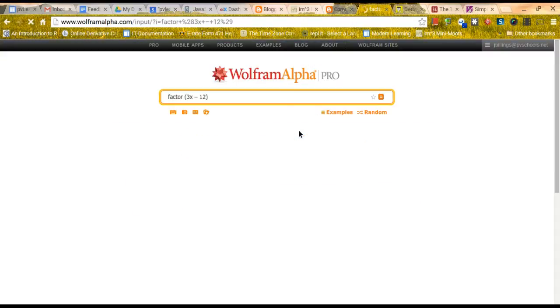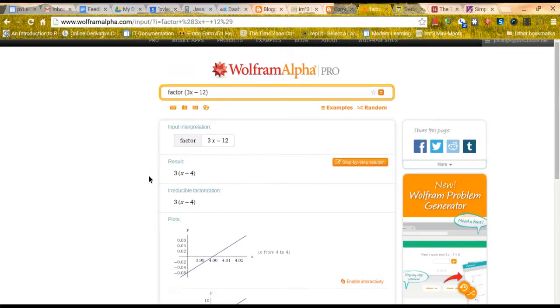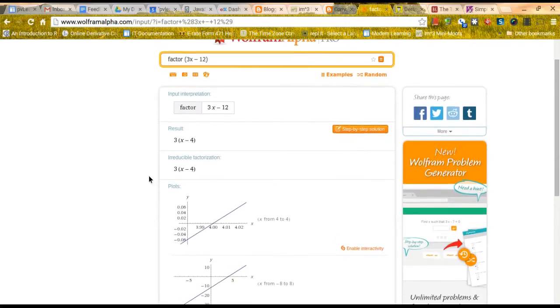So 3x minus 12, when I hit the formula, it says factor 3x minus 12. Yes, there is. The result is 3 times parenthesis x minus 4. Because if I take 3 times x, that gives me 3x. 3 times a negative 4 gives me a negative 12, 3x minus 12. Real simple example of factoring. Obviously, with Wolfram Alpha, you can do much more complex. I'm just using a simple one here to show you an example of factoring with Wolfram.